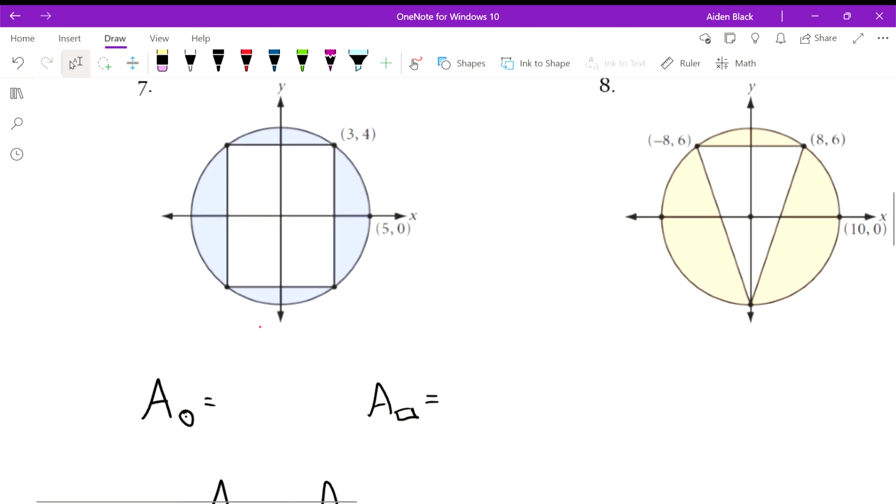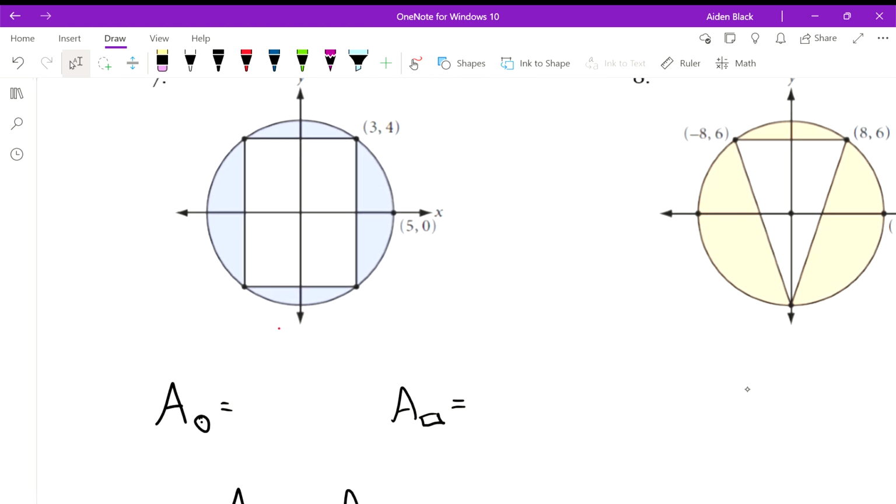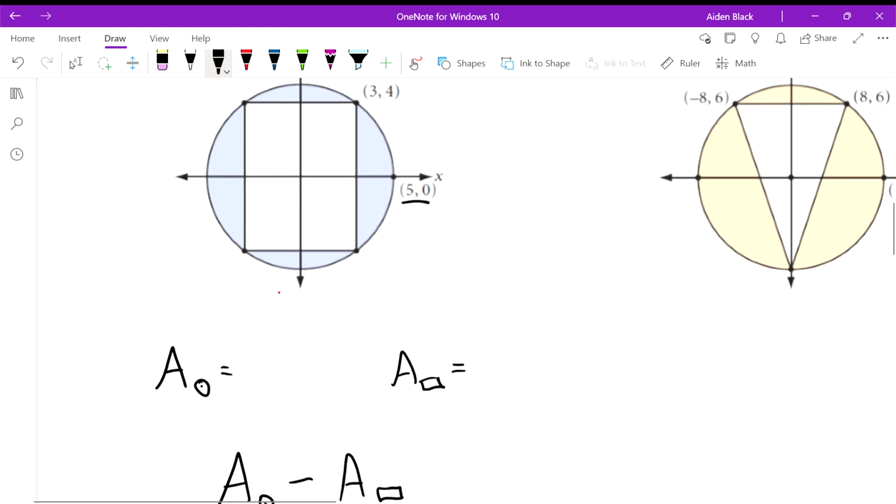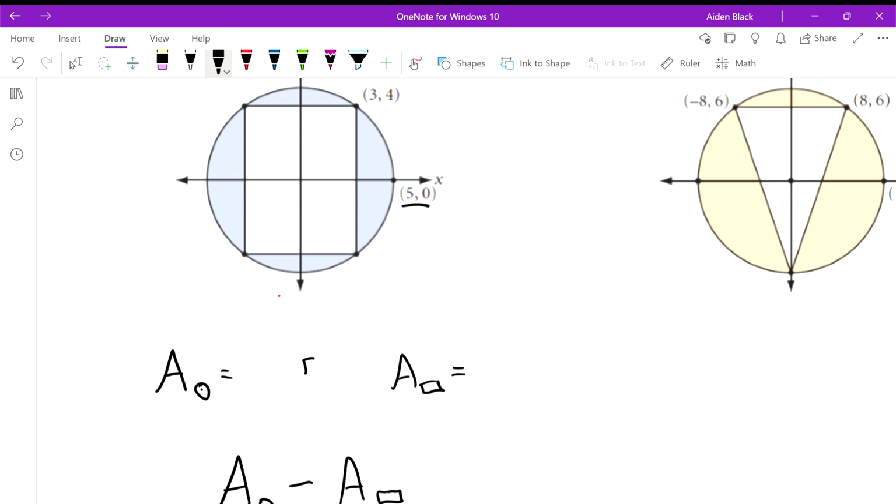So for the area of the circle, we kind of here have to assume that the center is the origin, so 0, 0. Otherwise, there'd be no way to solve this problem. We know that the radius is 1, 2, 3, 4, 5, right, because it's located at 5, 0. So our radius is 5. And that's how easy it is to find the area of the circle. So the area of the circle is 25 pi.